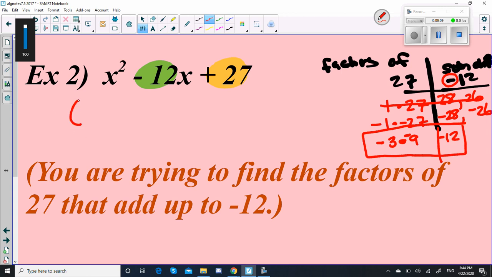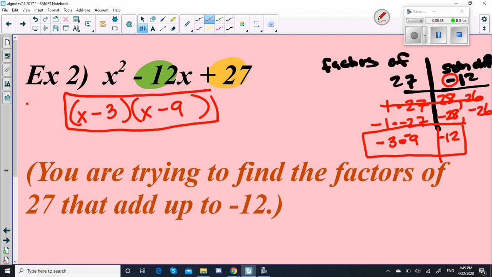So again, I put my parentheses down. And I'm going to take the square root of x squared, which is x. So x times x gives me x squared if I were to FOIL it. And then I use these two values back here in my table to put in the back side of the parentheses. So here I'm going to put x minus 3 and x minus 9. And again, if I want to check that, that is my factored form of the quadratic. That's the answer. And I can check that by FOILing.